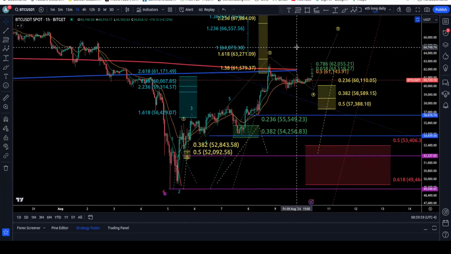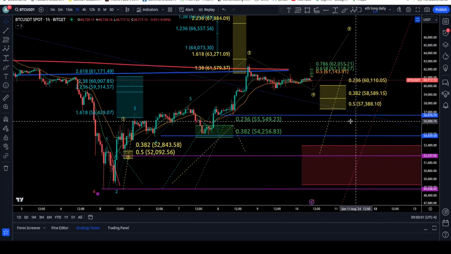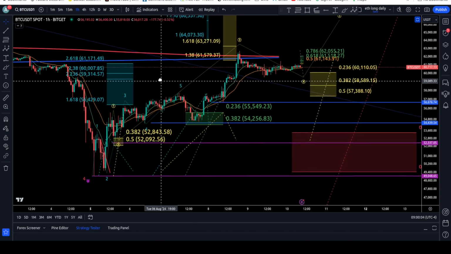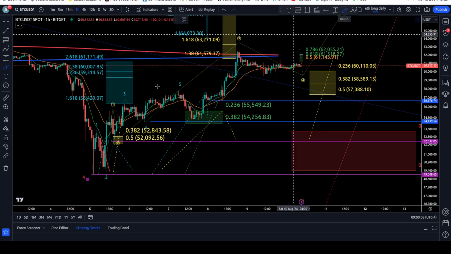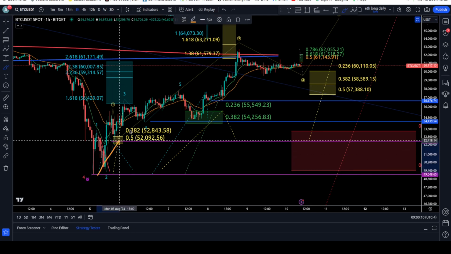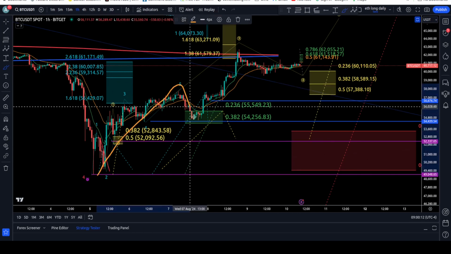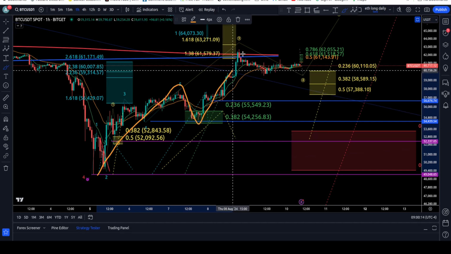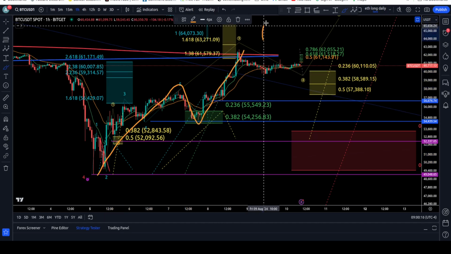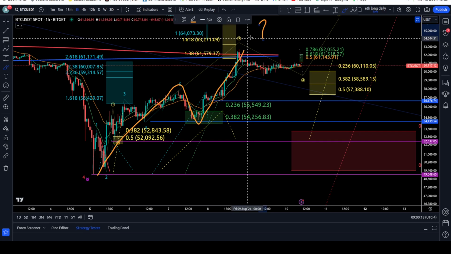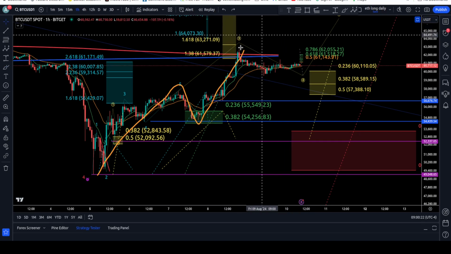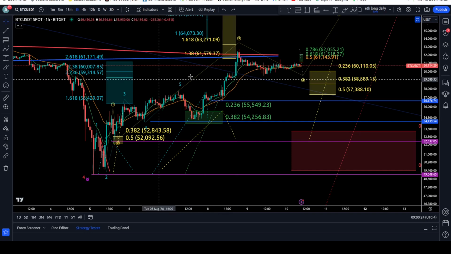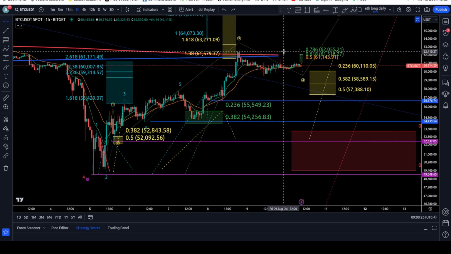I want to add another count, and that's much less sexy. This is just a wave A, this is a wave B, and this is a wave C, and this would be just a wave 1. Okay, so that's something that I'm looking at also, but that would be really the worst case scenario.